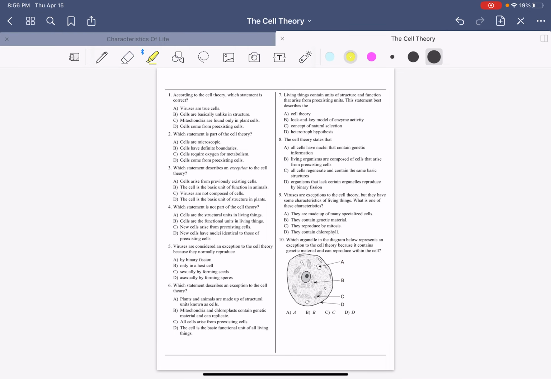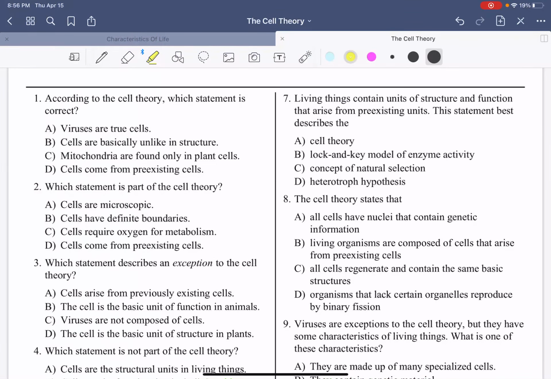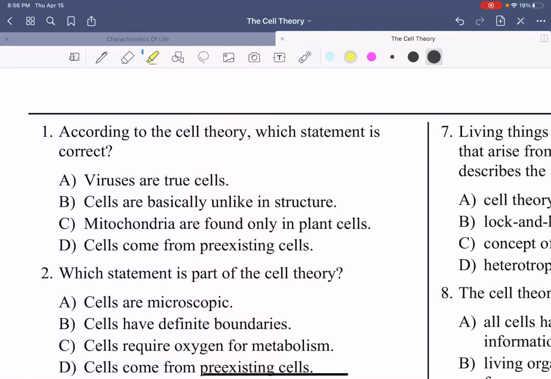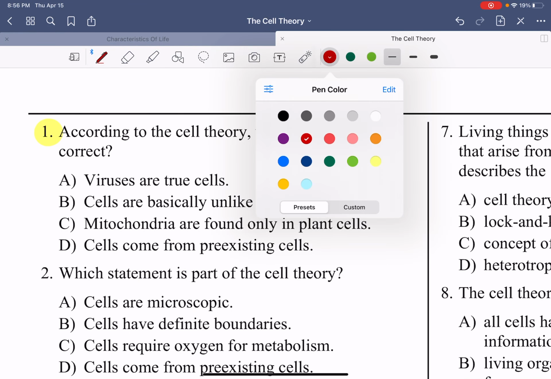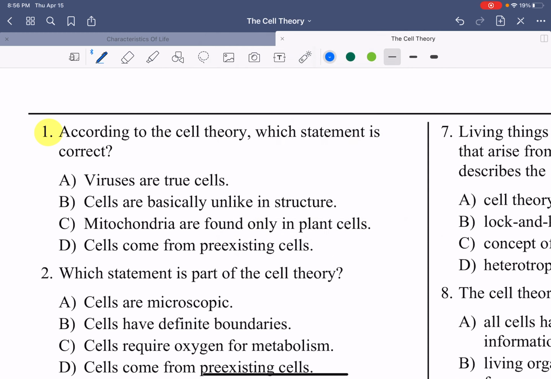Doesn't this page look familiar? Okay, so let's zoom in to number 1. Let's do number 1, and let's read it carefully. Now you're going to see different versions of the same exact question. Over and over again, they try to flip it around to check and make sure that you understand what the cell theory is. What are the 3 cell theories?